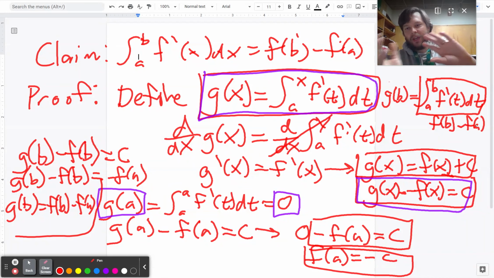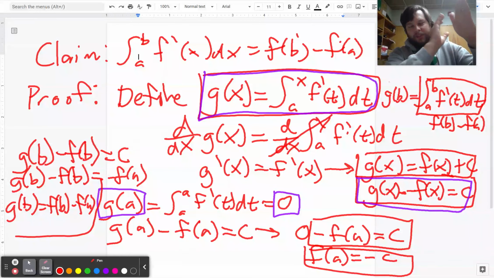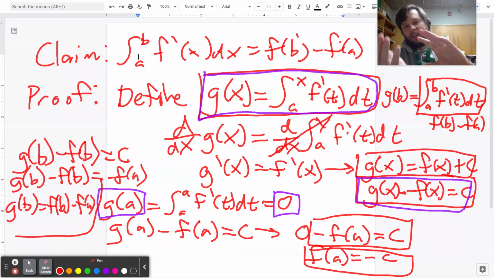So we proved that when you have the derivative on the outside of an integral, you can cancel them out. And then in the second part, we proved that if you have the integral on the outside of a derivative, you can cancel them out.